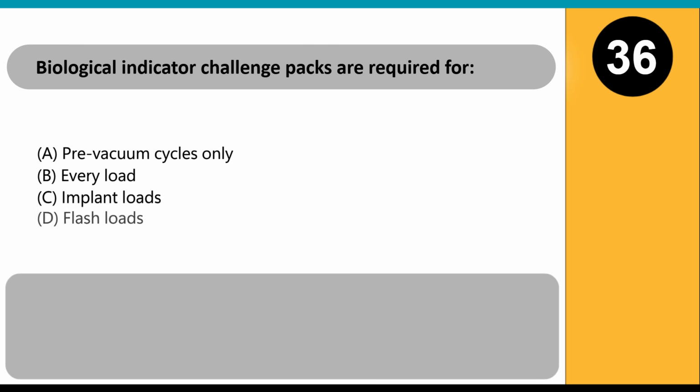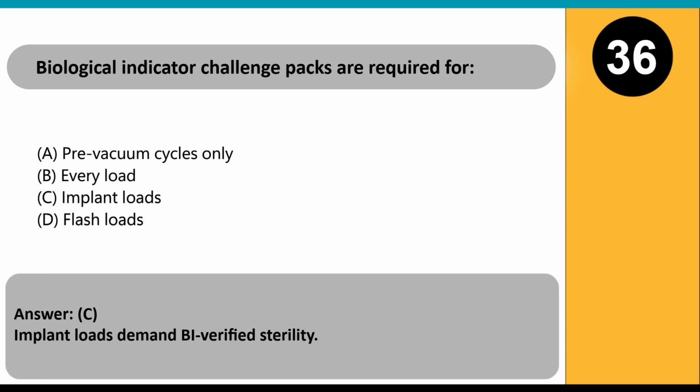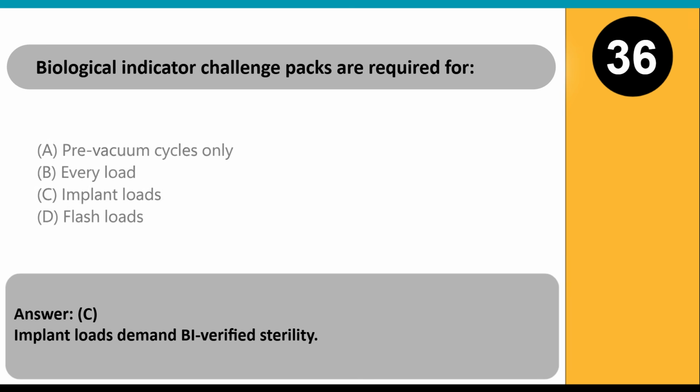Biological indicator challenge packs are required for A. Pre-vacuum cycles only. B. Every load. C. Implant loads. D. Flash loads. Answer: C. Implant loads demand BI-verified sterility.